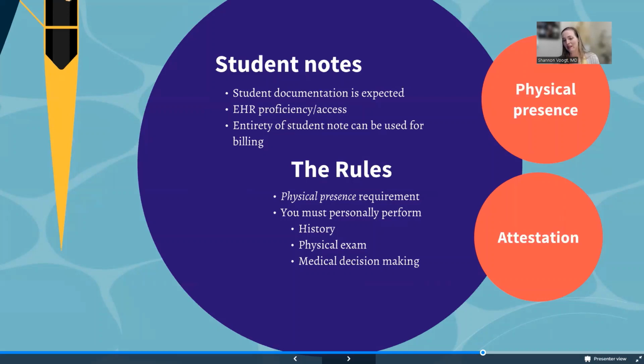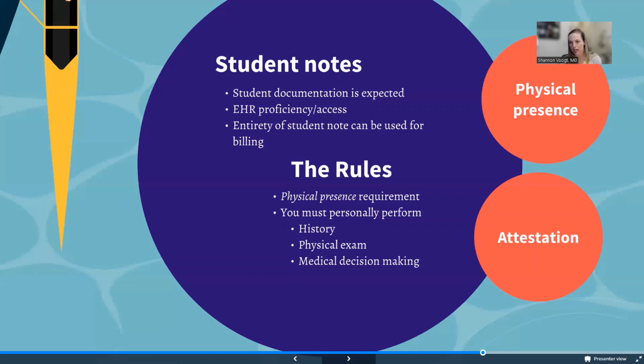The great thing about this is that you can use your entire student note for your insurance billing, and it's completely legal. So you can use their note, and that can save you that time, because your student can see the patient, write the note. All you have to do is co-sign it.